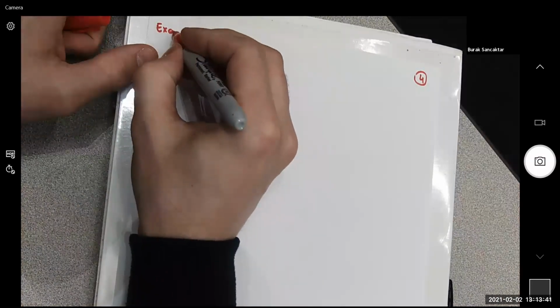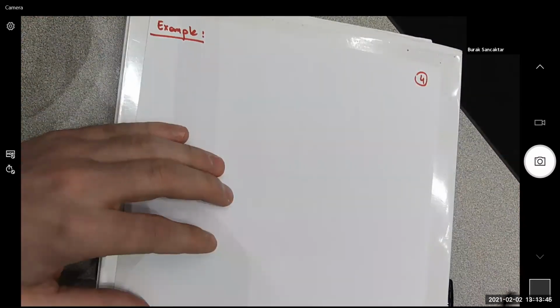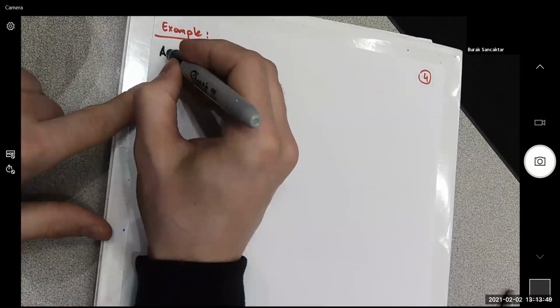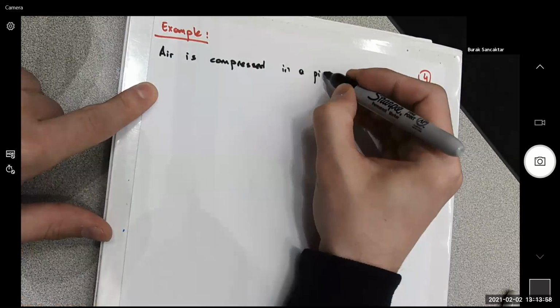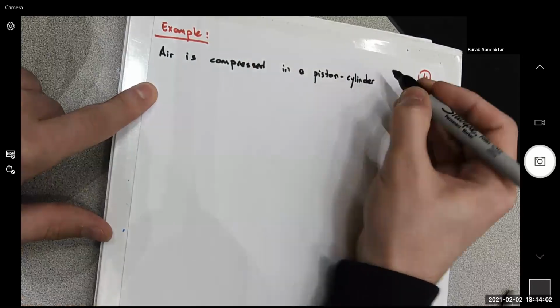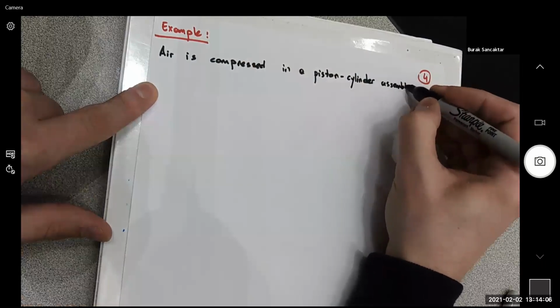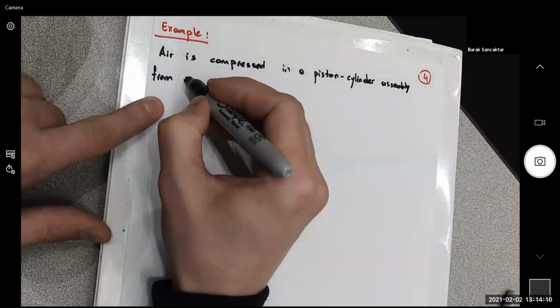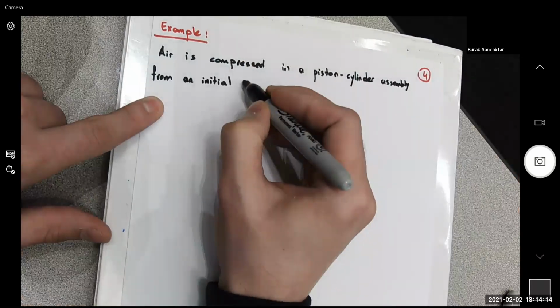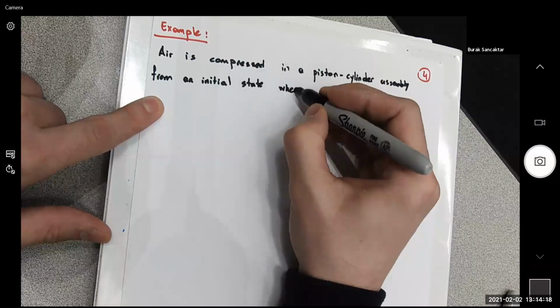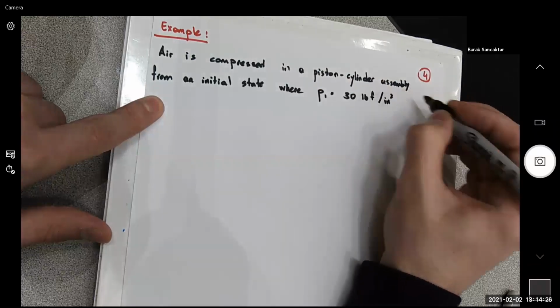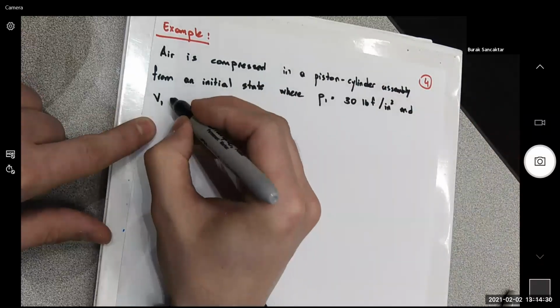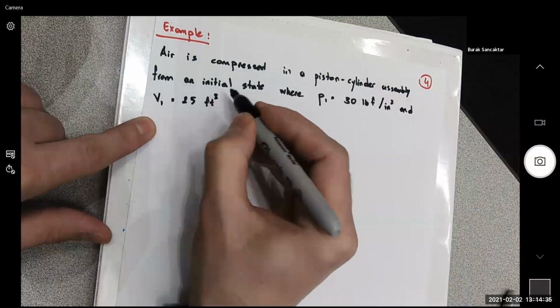Four. Another example. Here is a gas contained in a piston cylinder assembly, from an initial state where pressure 1 equals 30 pound force per inch squared and volume, let's say 25 cubic feet.